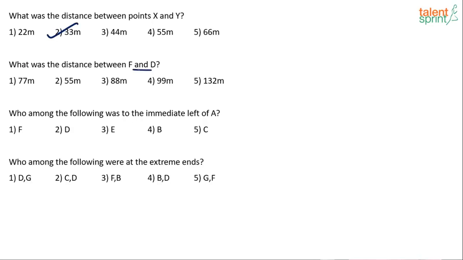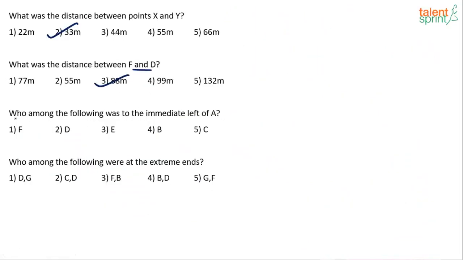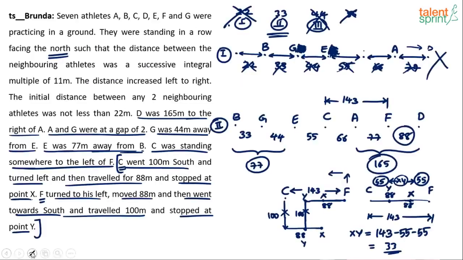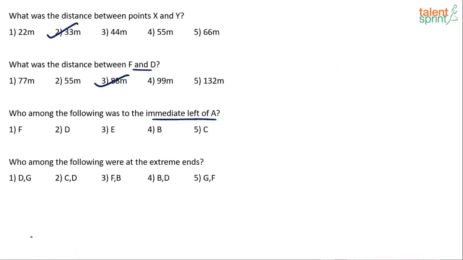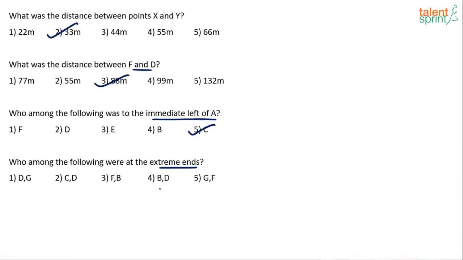What is the distance between F and D? F and D are neighbors, straight, 88 meters. Who among the following was to the immediate left of A? A is here, and the immediate left of A is C. Who among the following were at the extreme ends? B and D, yes. B and D were at the extreme ends. Done.